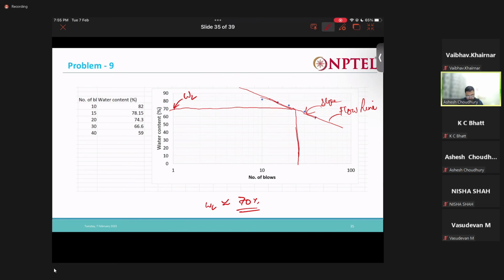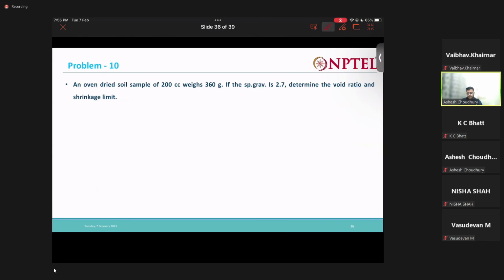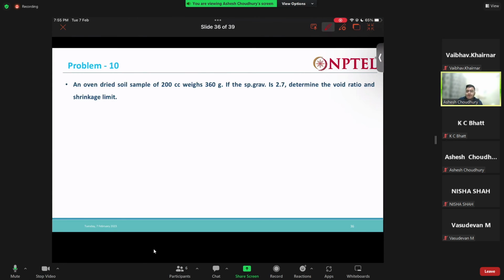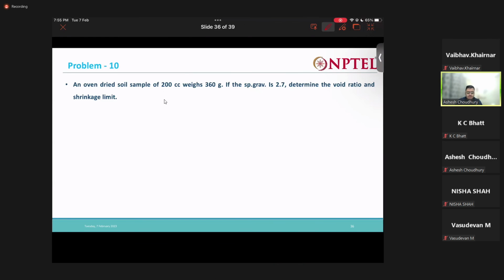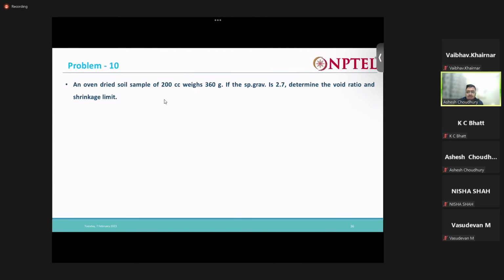Now let us look into the next problem. Here we have an oven-dried soil sample of 200 cc that weighs 360 gram. The specific gravity is given to us as 2.7. We need to determine the void ratio and the shrinkage limit.